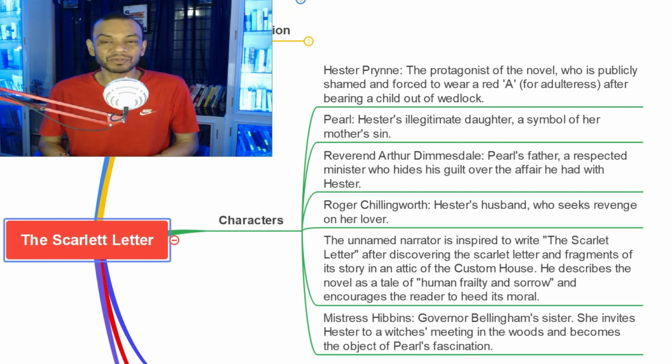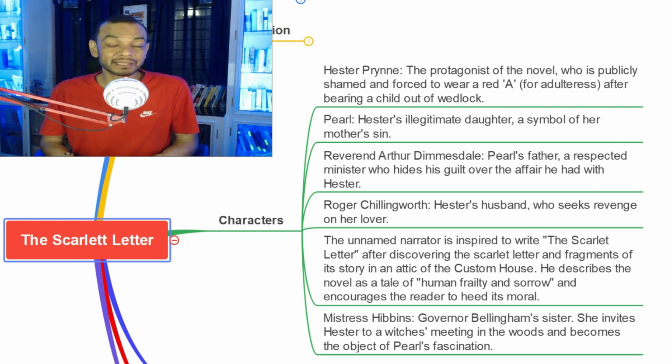The first one is Hester Prynne. She is the protagonist, publicly shamed and forced to wear the letter A for being adulterous, for bearing a child out of wedlock. And the second one is Pearl, Hester's illegitimate daughter, and a symbol of her mother's sin. The other 2 important male characters are Reverend Arthur Dimmesdale, Pearl's father, a respected minister who hides his guilt over the affair he had with Hester, and Roger Chillingworth, Hester's husband, who seeks revenge on her lover.